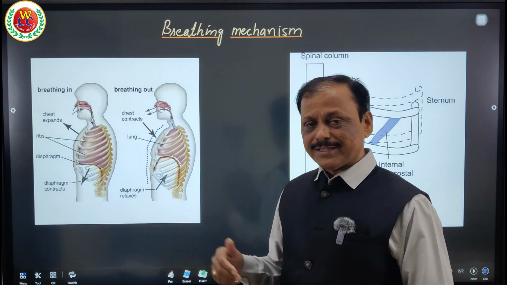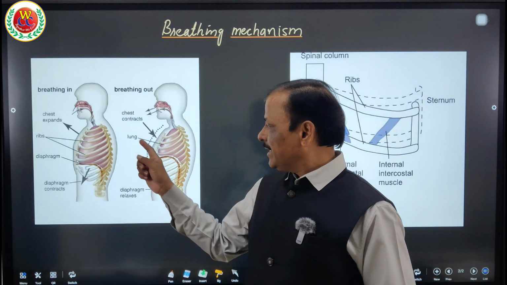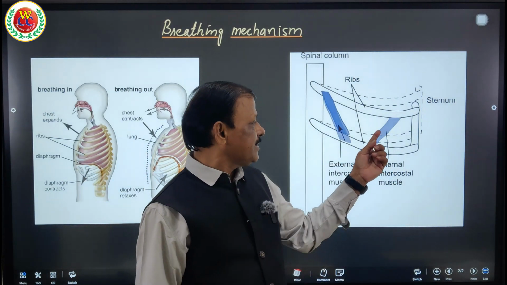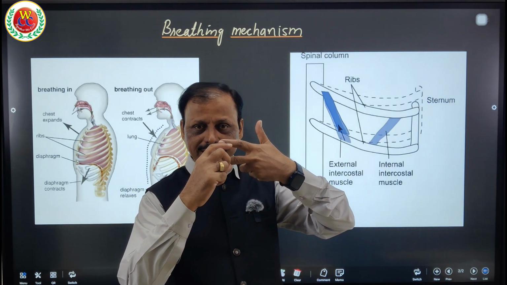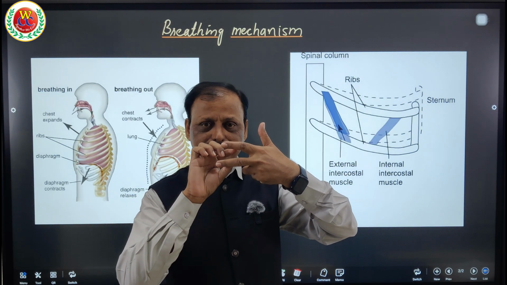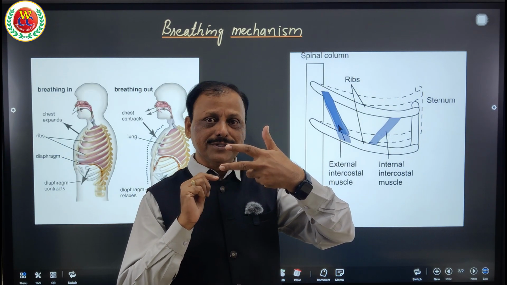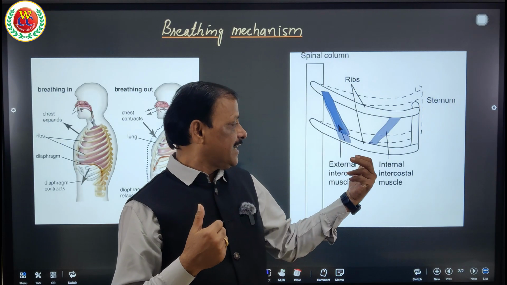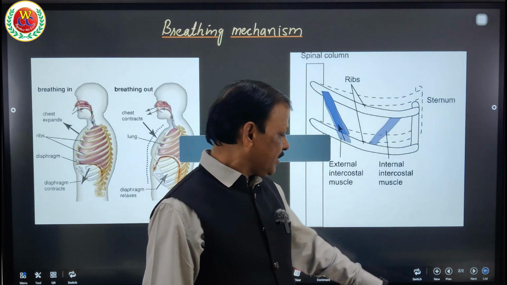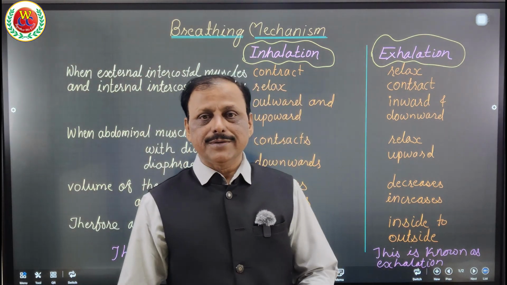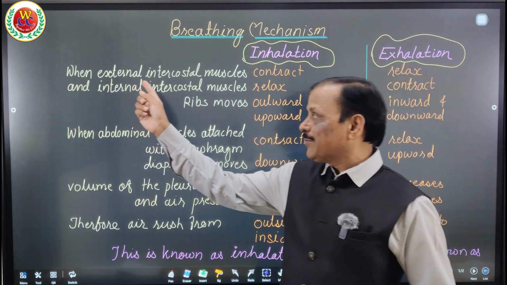You can see the ribs clearly, with the intercostal muscles attached to them. Suppose these are the two ribs: external intercostal muscles attach on the outside, and internal intercostal muscles from inside. They have a very great role in inhalation and exhalation. How is it so? To understand this, we have these notes for both processes, inhalation and exhalation. You can see what I have written here.